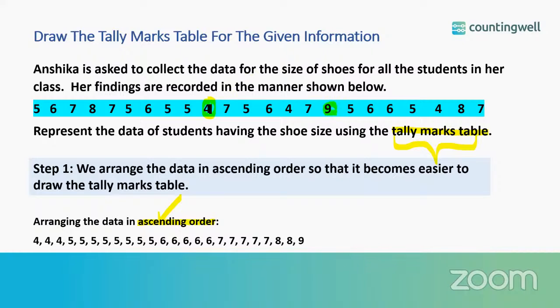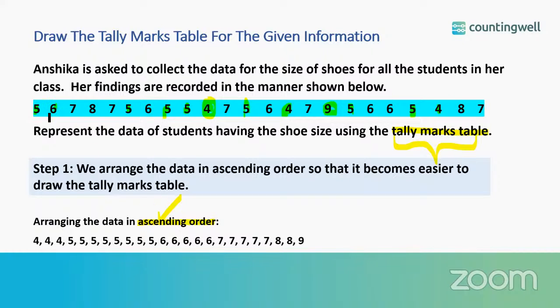So check how many times 4 occurs. So 4 occurs 1, 2, and 3 times. What about 5? 5 occurs 1, 2, 3, 4, 5, 6, 7. So 5 is occurring 7 times. Have I missed any 5 here? Let us check once again so that you don't miss.